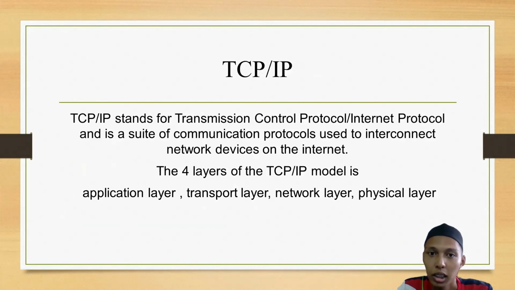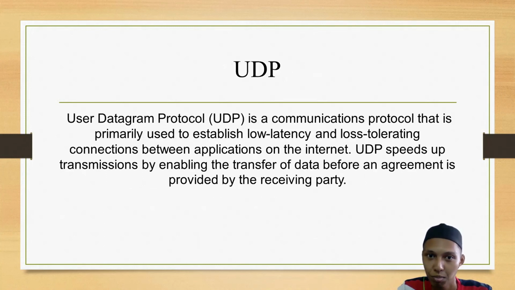Next one is TCP/IP. TCP/IP stands for Transmission Control Protocol/Internet Protocol, and it is a suite of communication protocols used to interconnect network devices on the internet. There are 4 layers of the TCP/IP model. The first one is application layer, then transport layer, network layer, and physical layer.